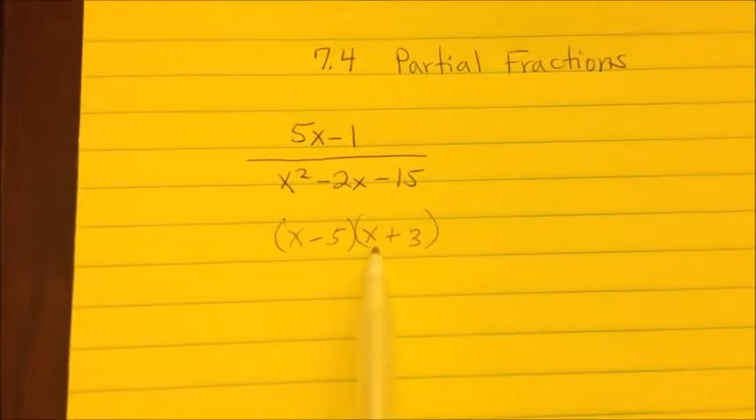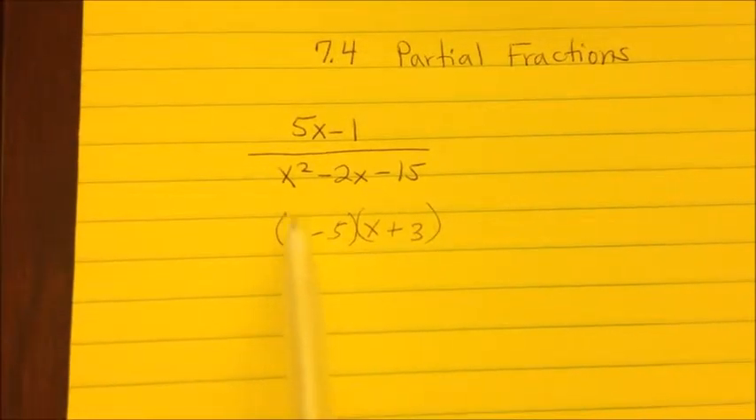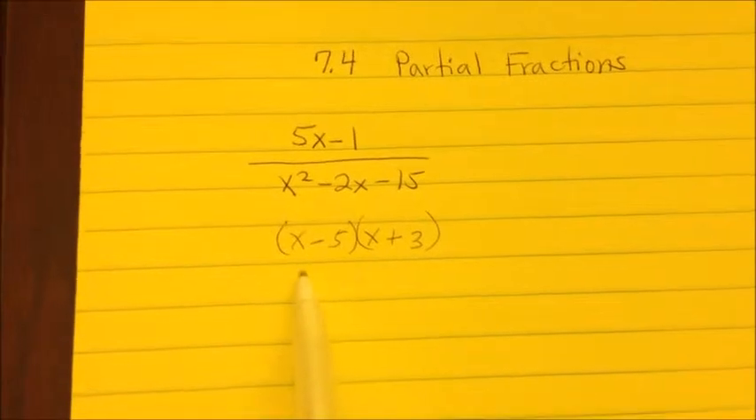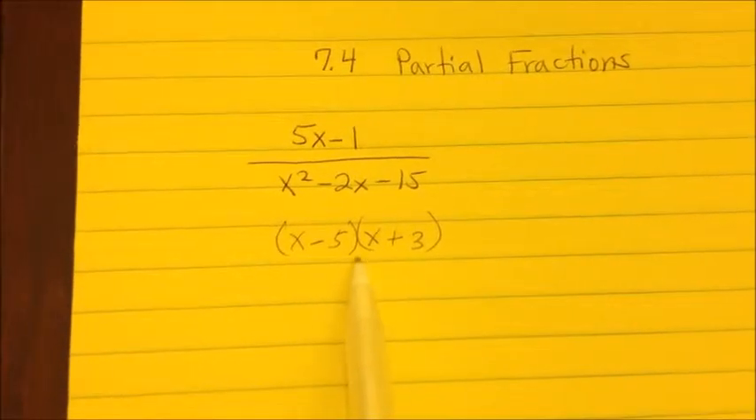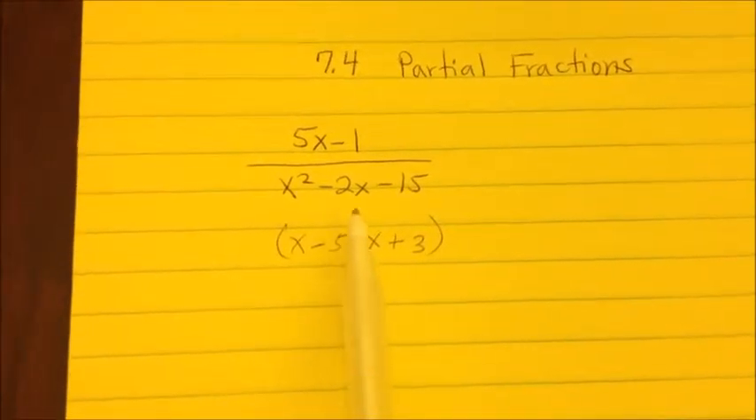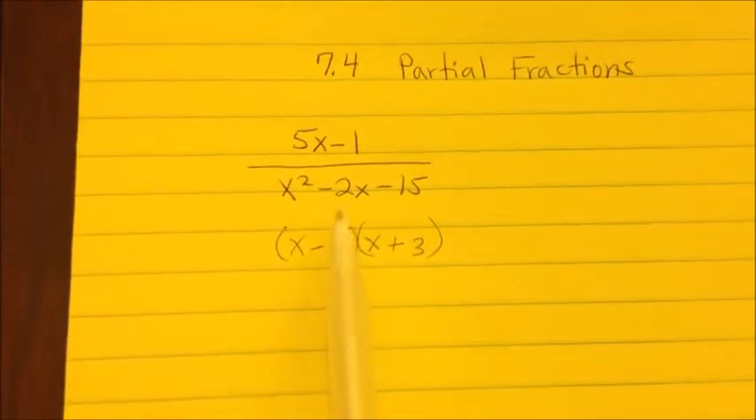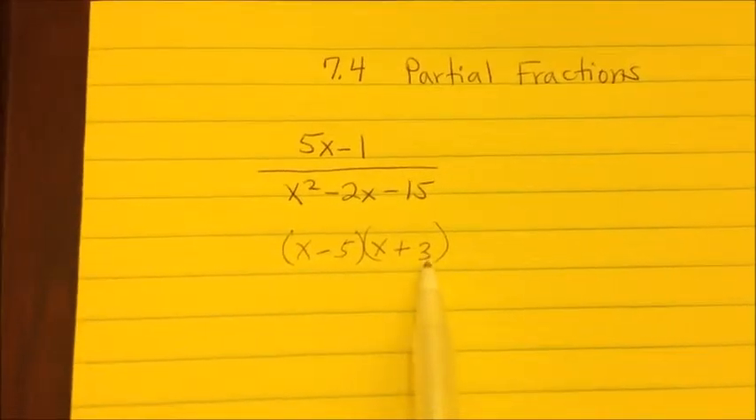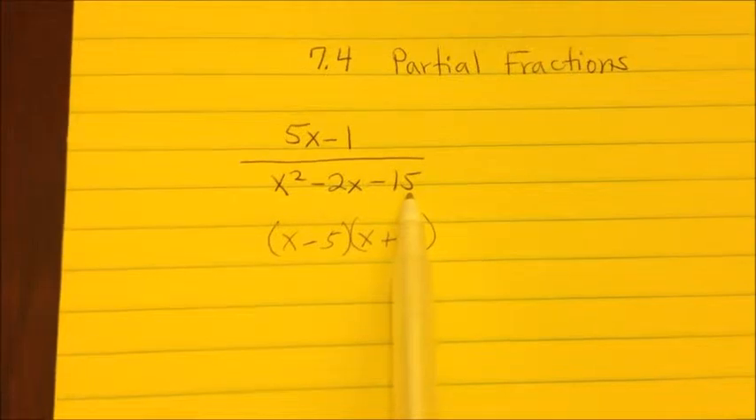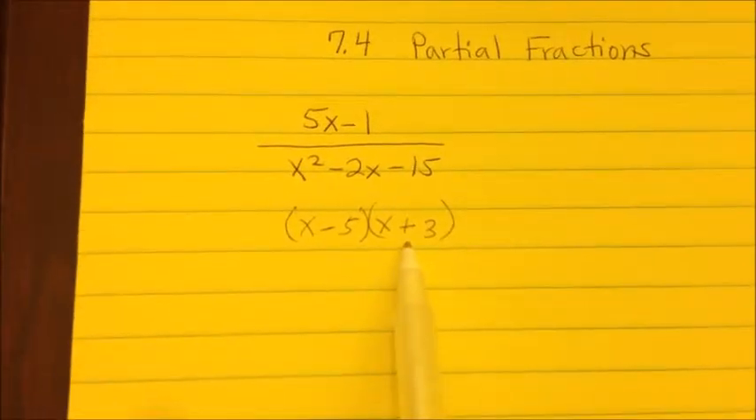So I have x times x, which gives us x squared. This right here will be positive 3, and this is negative 5. If I add them together, that should give me negative 2x. If I have negative 5 times positive 3, that should give us negative 15. Okay, so that works for the binomial factoring part of it.